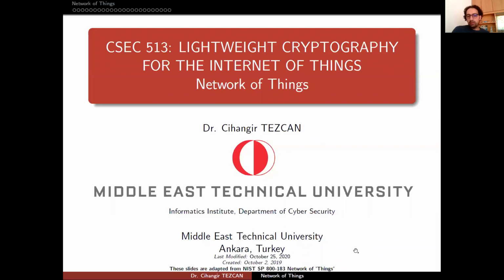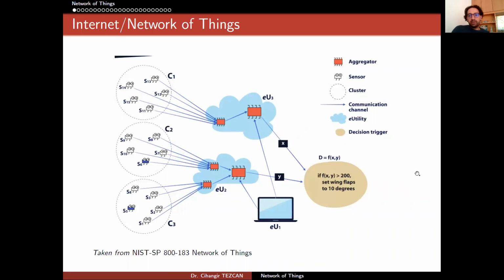So in the slides, I try to highlight the main points of this document, so that we can talk about what the network of things is. All of the slides and actual text I'm going to provide is from this NIST special publication 800-183 Network of Things. So let's look at the big picture they draw in this document.